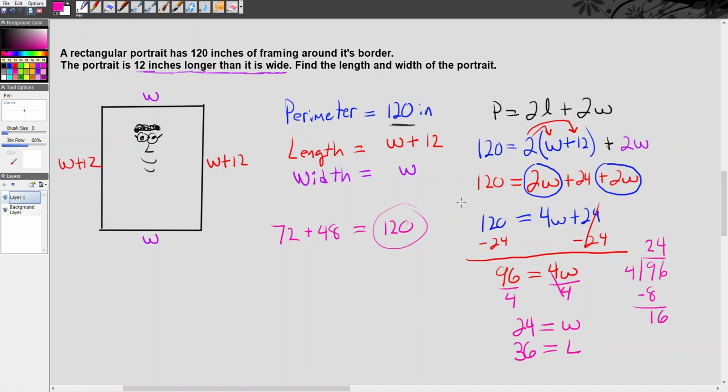All right, I hope this helps you with writing and solving equations that include the distributive property.